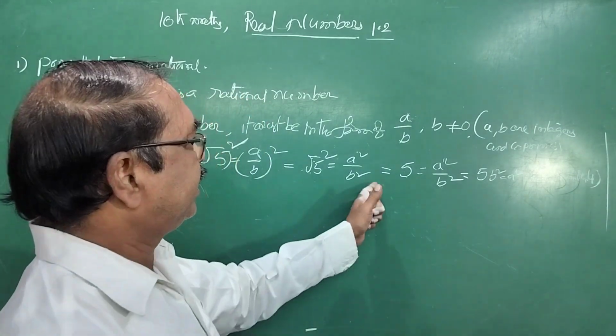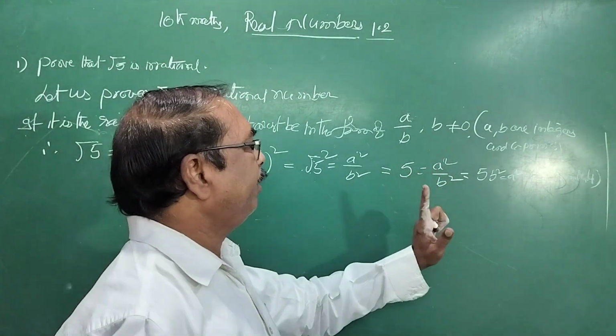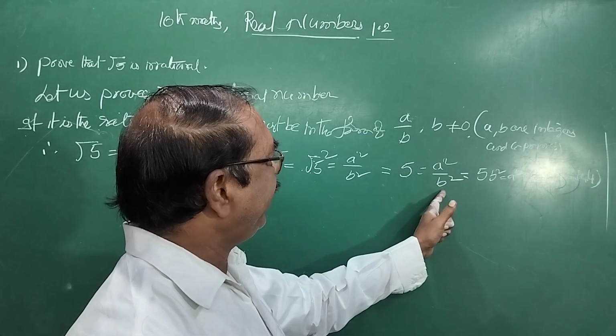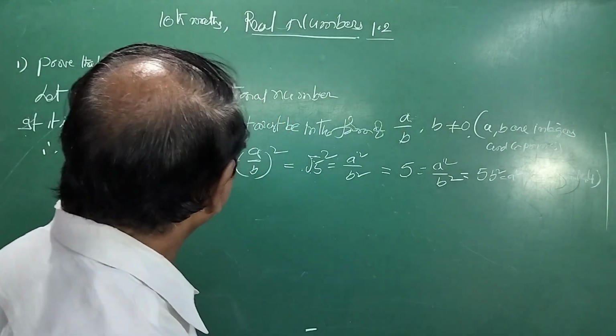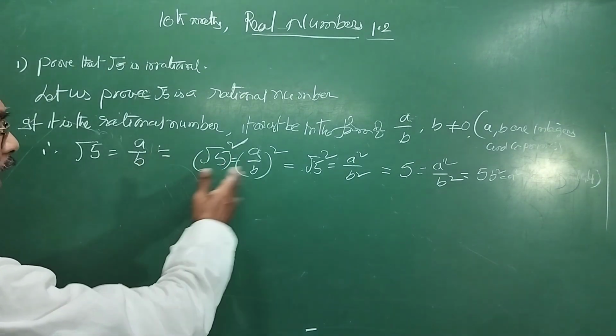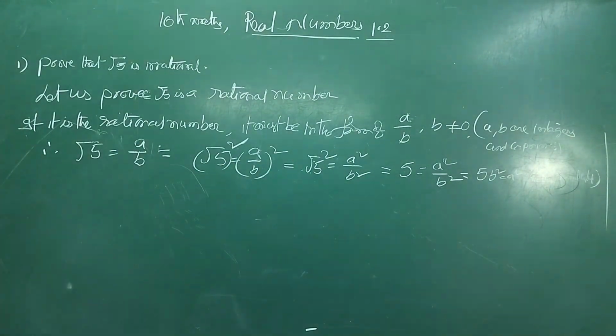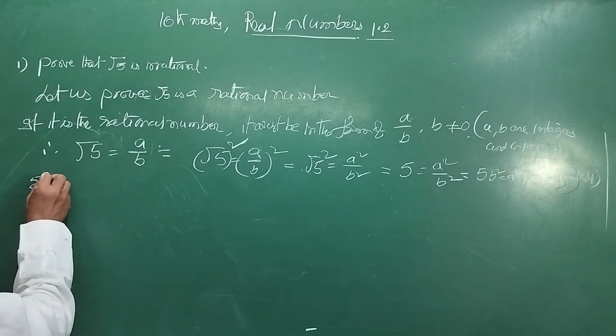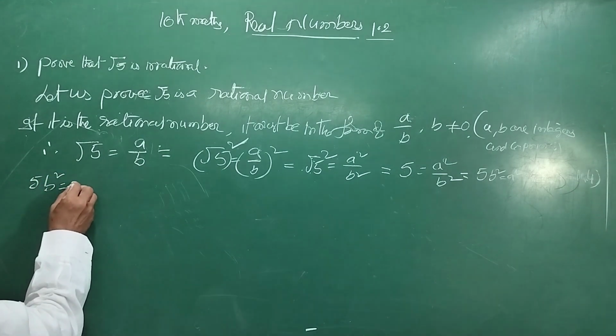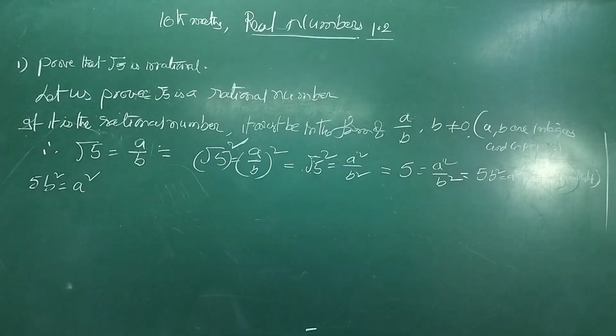Yes, 5 is equal to a square by b square. That is equal to, cross multiplied, 5 into b square, 5b square, is equal to a square. I am writing here. You write step under step. Now 5b square is equal to a square.